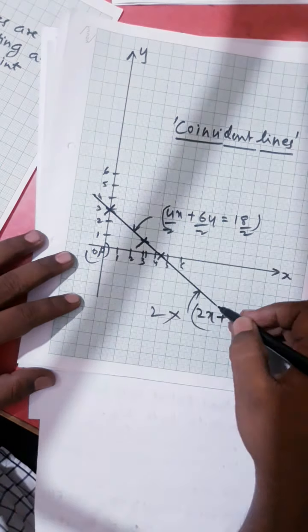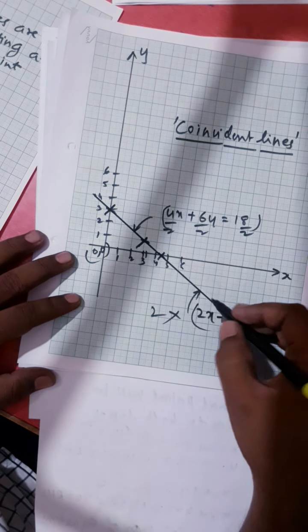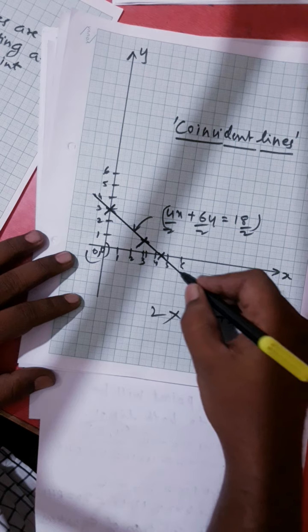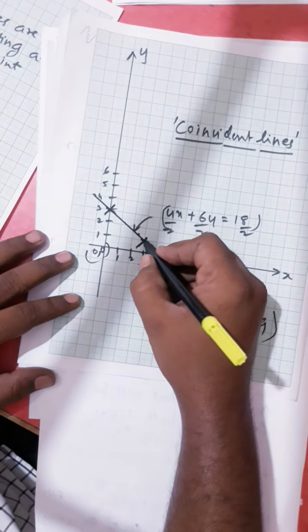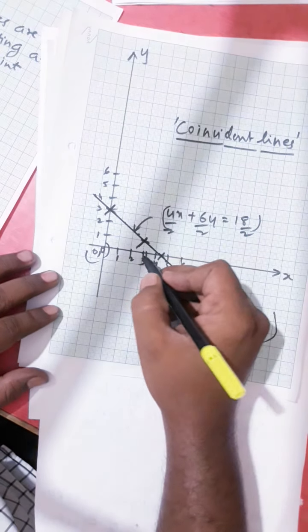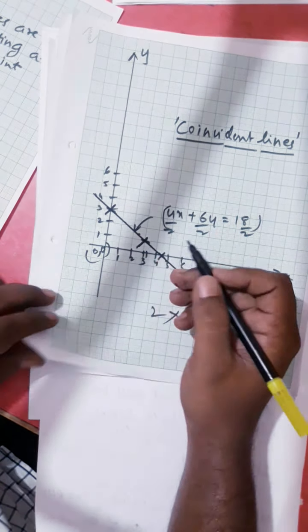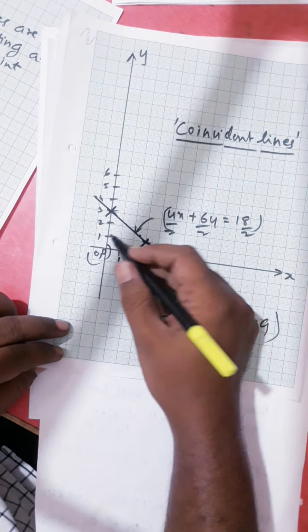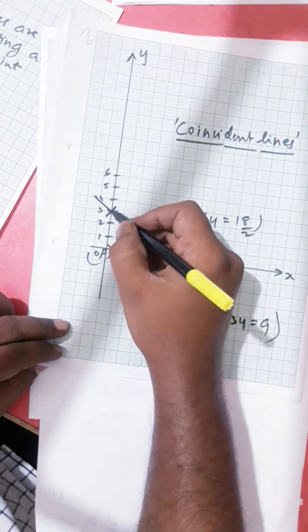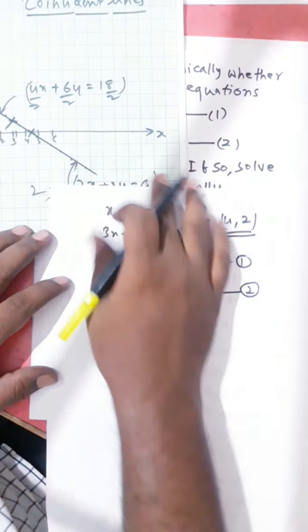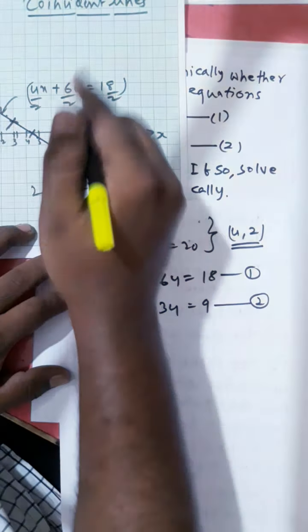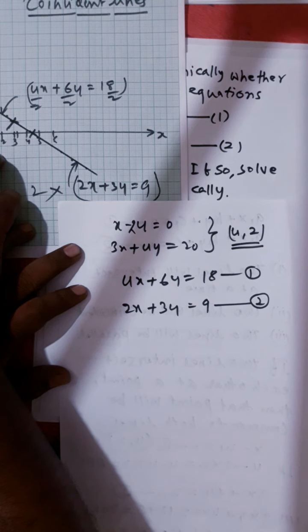Since one line is overlapping the other line, every point lying on these lines is a solution. See, this is one point. What is this point? x is 3, y is 1. What is this other point? x is 0, y is 3. We got 3 points here. Even though we have 3 points, let us check.